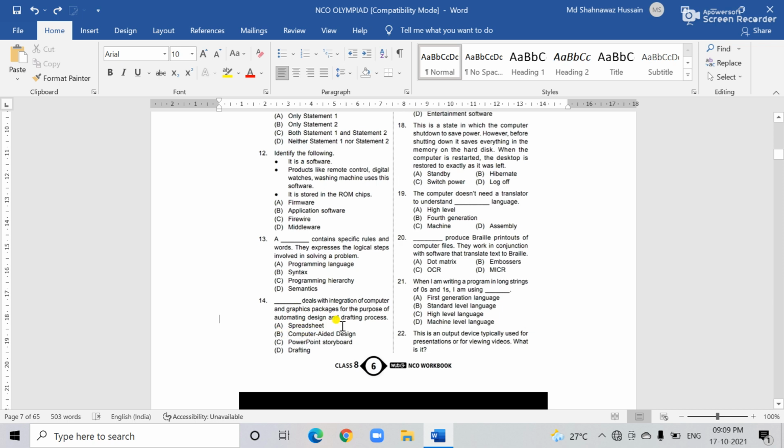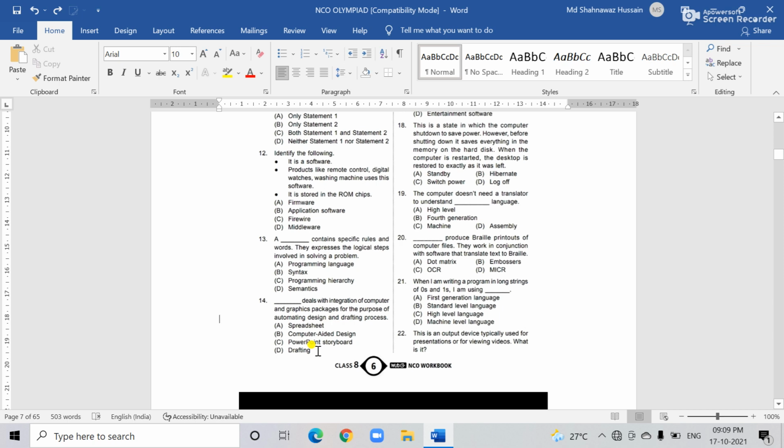The first one is spreadsheet software. All of you know this question is very easy, because it is already mentioned, related to the graphics package. The spreadsheet is not used to create graphical or attractive applications. It is used to solve mathematical problems. The second one is computer aided design, which may be correct. Let's see the next options. PowerPoint is also one type of graphical package. Next is drafting.